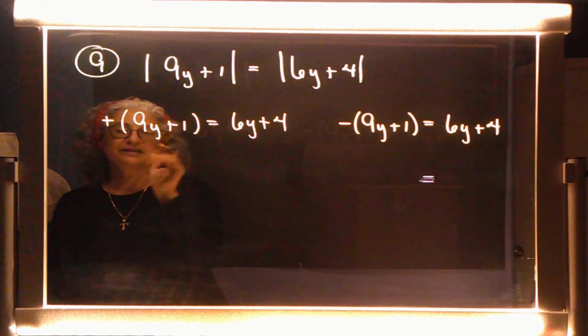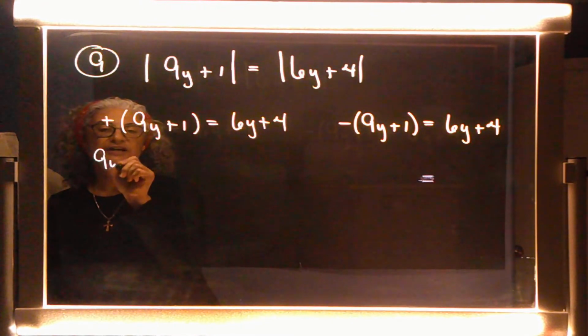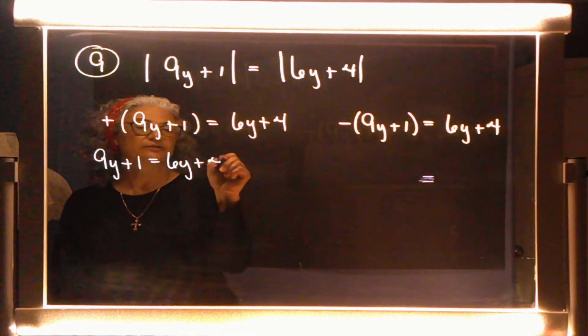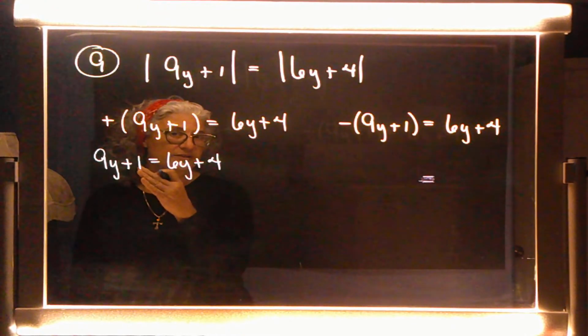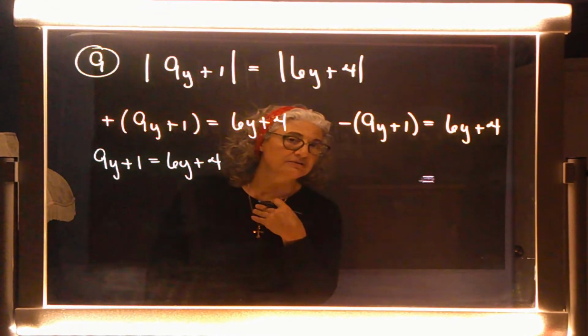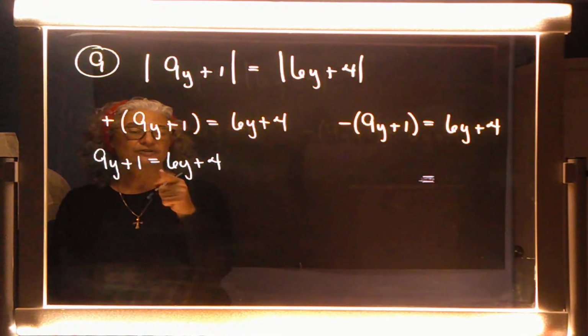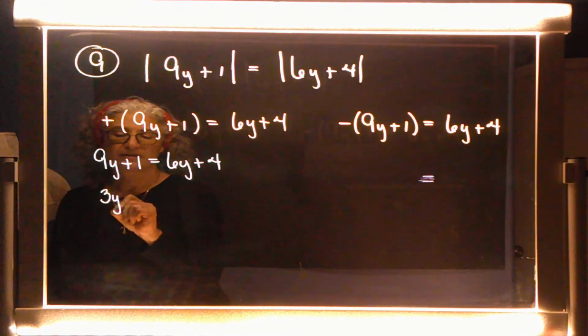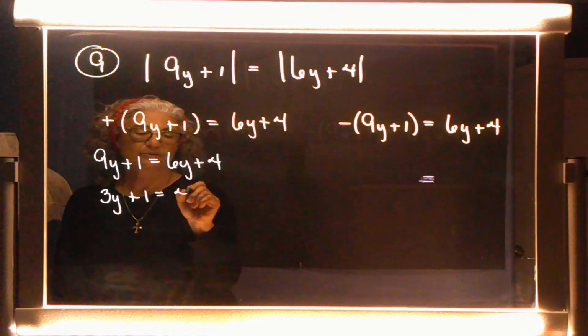The positive sign isn't going to change anything. I still have 9y plus 1 equaling 6y plus 4. I'm going to get all my y's on the same side. Which side do you want them on? The left? Okay. So, good. Subtract the 6y on both sides. That leaves me 3y plus 1 equals 4.